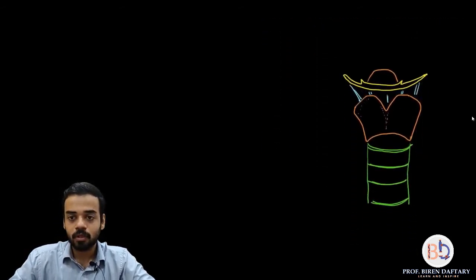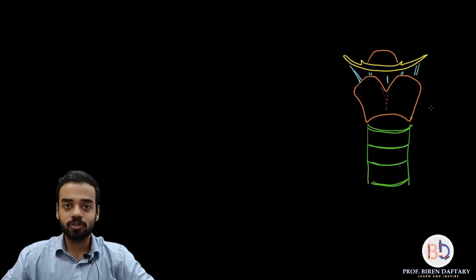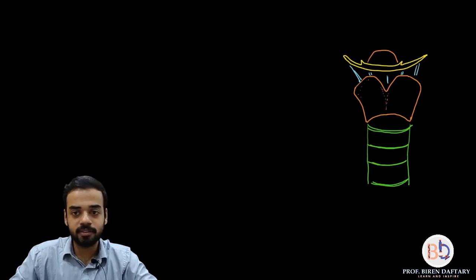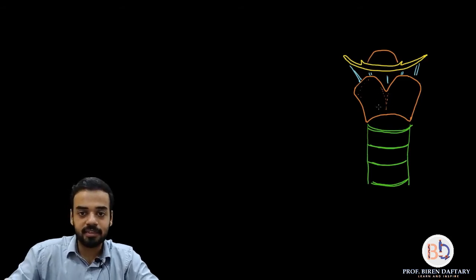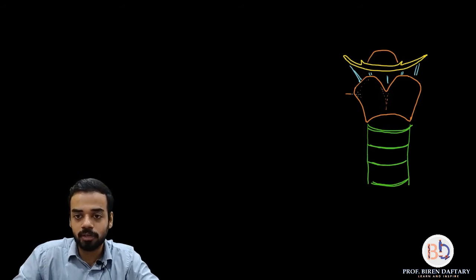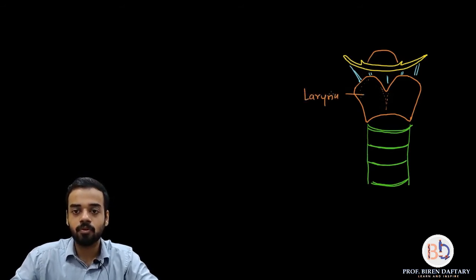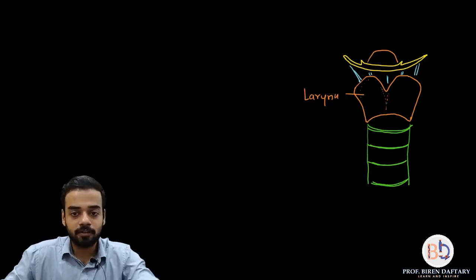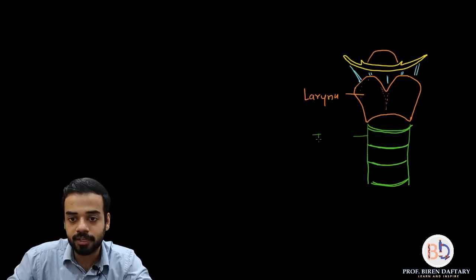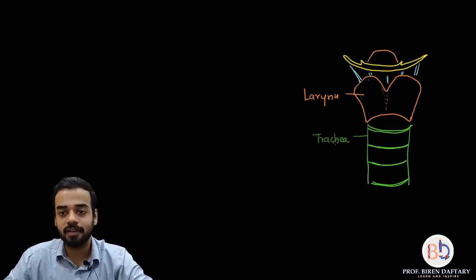This diagram is also given in your textbooks. Now first of all, let me explain this. This part which is orange in color, that is the larynx. I am going to label that. This green colored part which I have shown is your trachea. The trachea is the next part, but the trachea is present after the larynx.